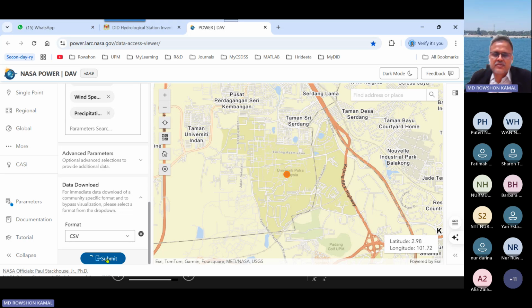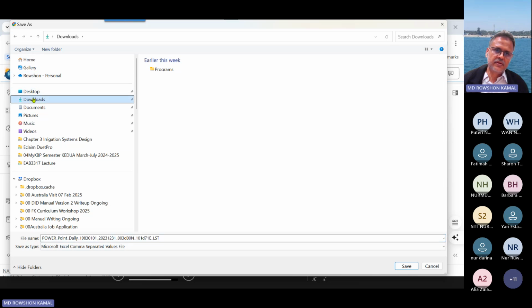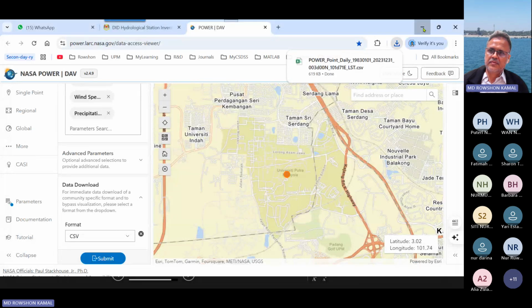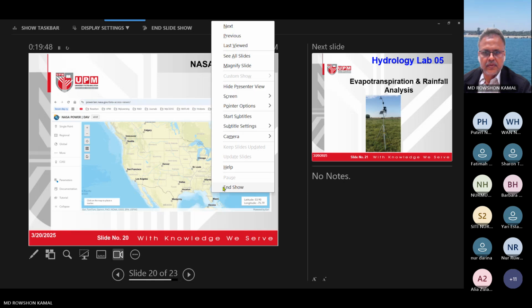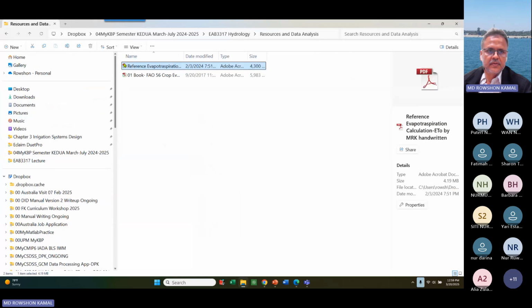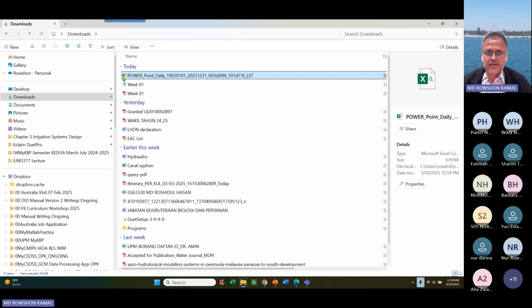You must practice this. You have to learn how to download this data, because after this I will give you the assignment. You have to download the data, then do the calculation next class. Now I save this data, let's say in this folder. So my data is saved. Now I can show you the data. Our data is here, in Excel format.